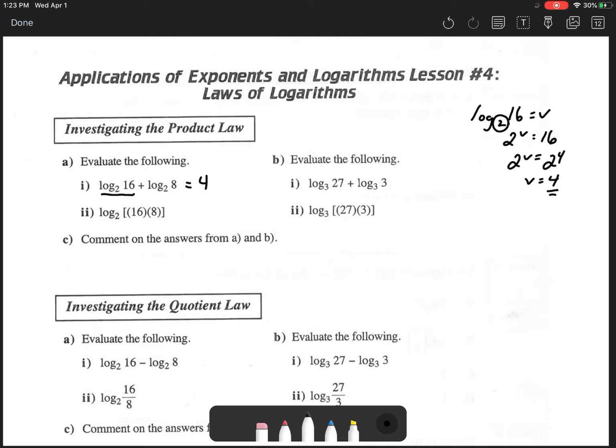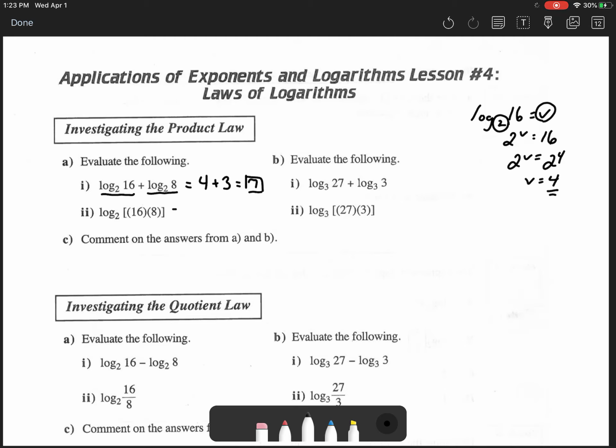So basically I'm saying to myself 2 to the exponent of what gives me 16, okay, and that value is 4. Now plus over here, back to the question, log base 2 of 8, well 2 to the exponent of 3 is 8, so 4 plus 3, this gives me a total value of 7. Okay, so that's the answer to the first one there.